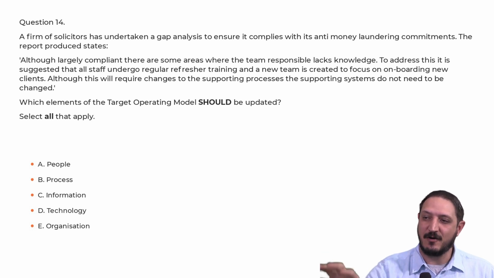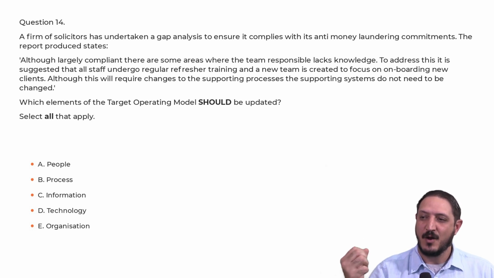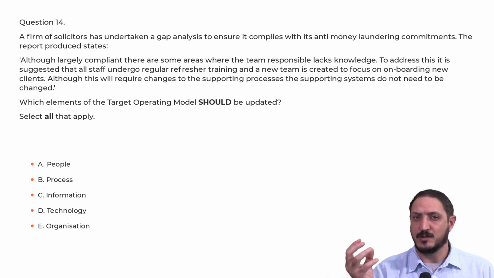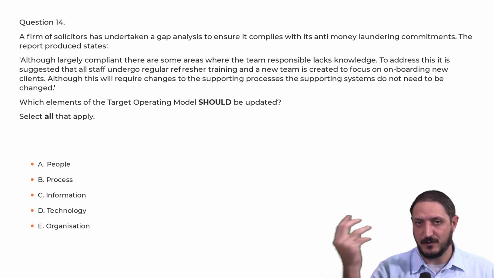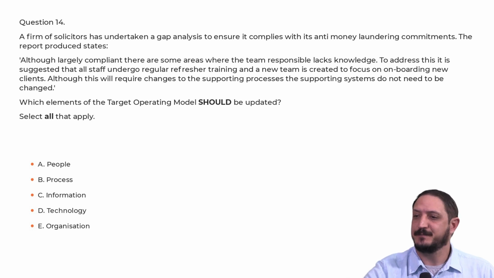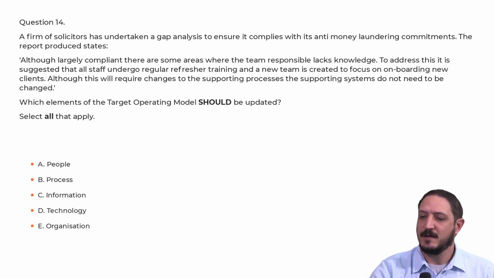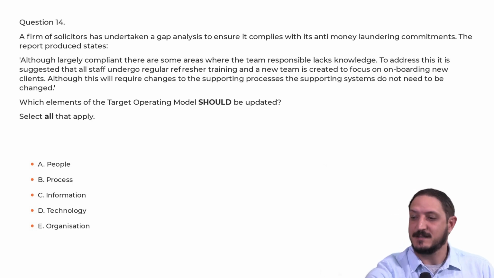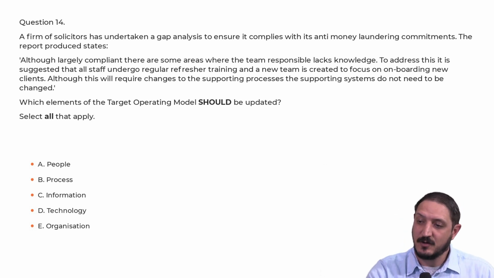and we now need to look at this context here of POPIT and define which of these elements should be updated. So which elements of the target operating model, which we've used POPIT to create, need or should be updated? So we have A, which is people, B, process, C, information, D, technology, and E, organization.